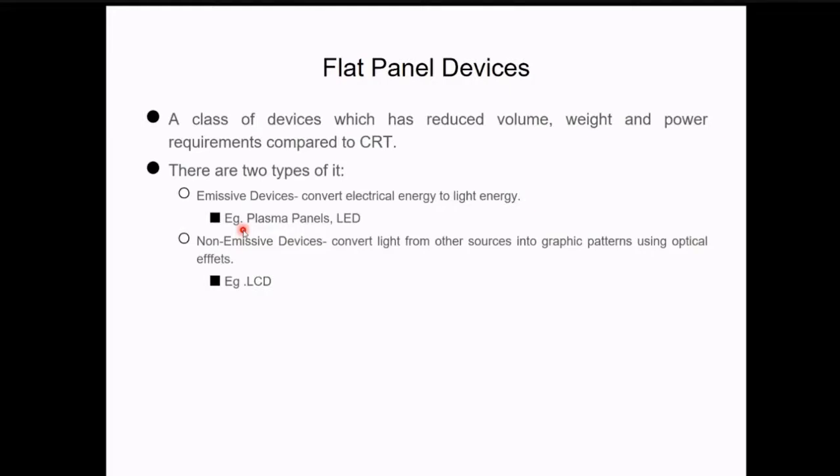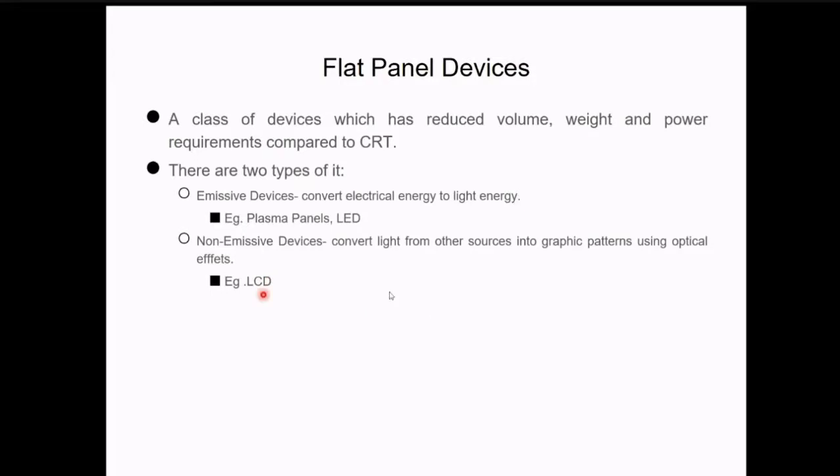Okay, so now emissive devices. We have two categories in this, that is plasma panels and LED. The first category uses electric energy and converts it into light energy. At the end, what we need is the light energy to display things properly. And then the next thing that we have is the non-emissive devices, that is LCD.